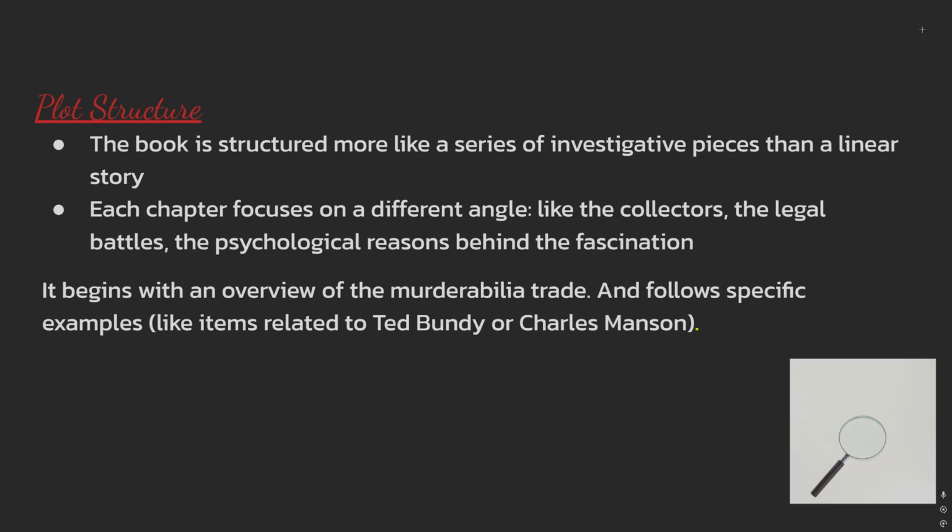Plot structure: the book is structured more like a series of investigative pieces than a linear story, and each chapter focuses on a different angle, like the collectors, the legal battles, the psychological reasons behind the fascination. It begins with an overview of the murderabilia trade and follows specific examples like items related to Ted Bundy and Charles Manson.